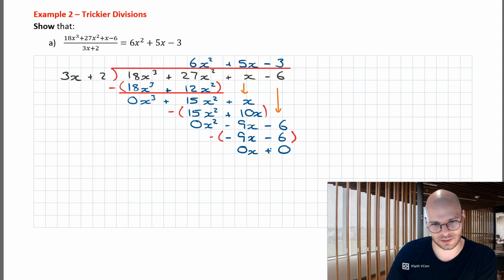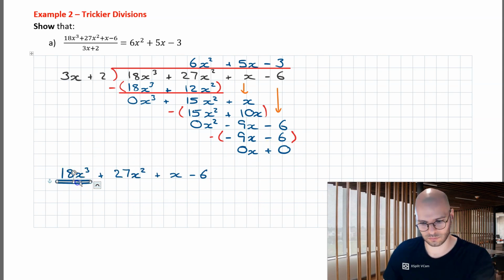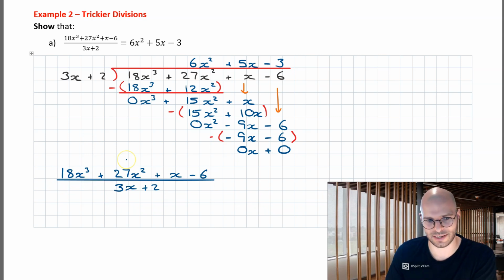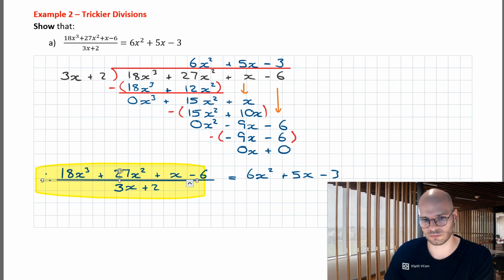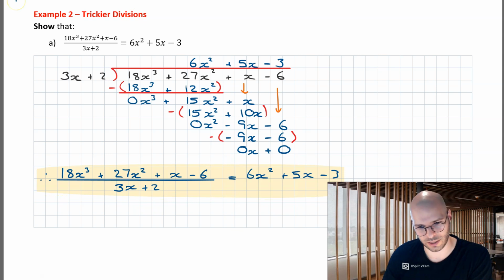Now putting this together, we can see that 18x cubed plus 27x squared plus x take 6 all over 3x plus 2 is equivalent to 6x squared plus 5x take 3. And thus we have shown that this is possible.